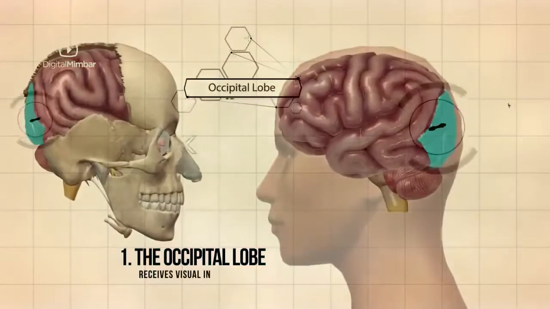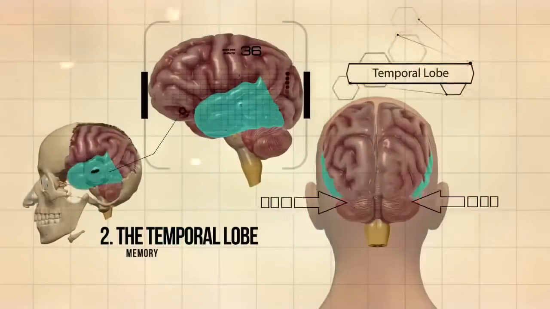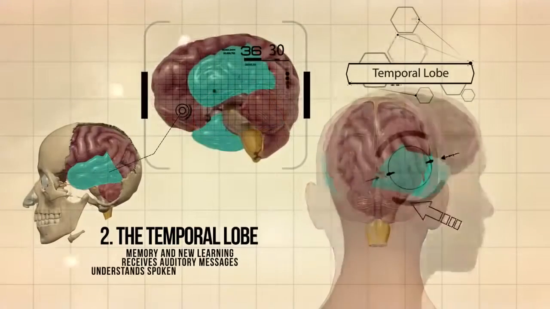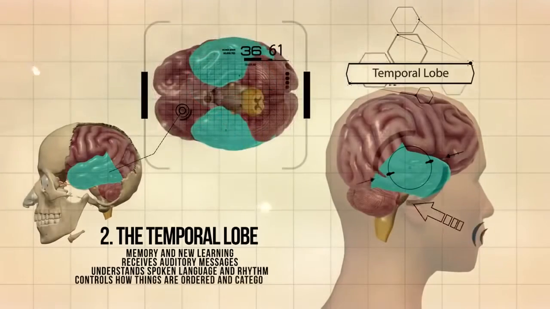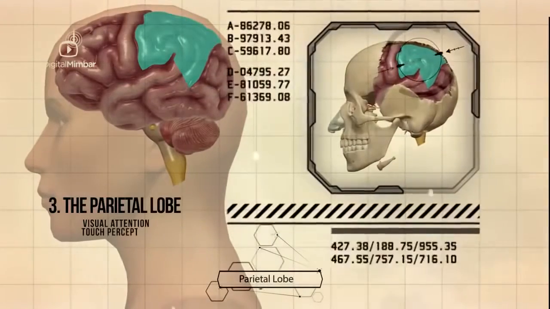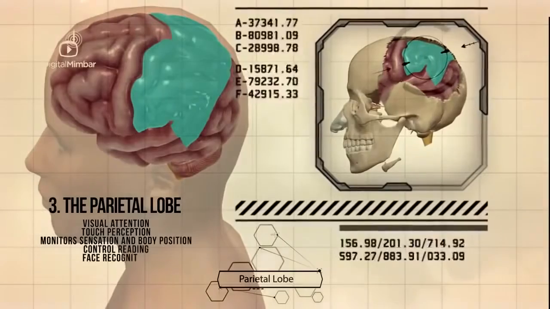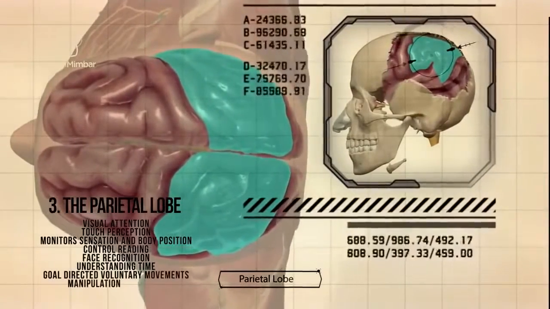The occipital lobe receives visual information and interprets colour, shape and distance. The temporal lobe is responsible for memory and new learning, receives auditory messages, understands spoken language and rhythm, controls how things are ordered and categorized, and handles some visual perception. The parietal lobe is responsible for visual attention, touch perception, monitoring sensation and body position, controlling reading, face recognition, understanding time, goal-directed voluntary movements and manipulation of objects.